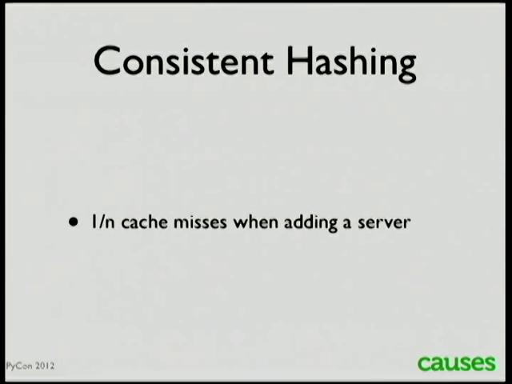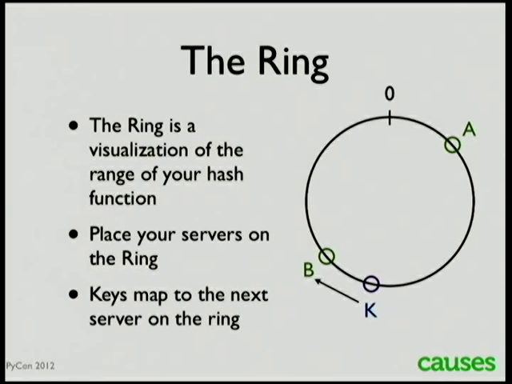And to do this, we introduce a concept called the ring. The ring is a visualization of the range of your hash function. So just imagine that this is your number line. We've got zero up at the top, and it's like a clock, where the numbers count all the way around the clock, and then you get back to zero at the end. So if this was a 64-bit address space, you can imagine that right before zero, you have 2 to the 64th. So you place your servers on arbitrary points on this ring.